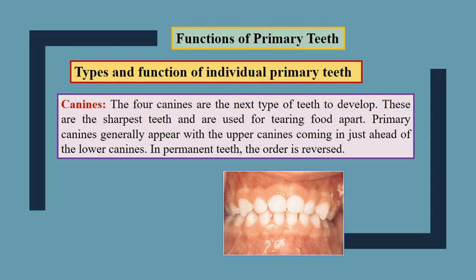Primary canines generally appear with the upper canines coming in just ahead of the lower canines. In permanent teeth, the order is reversed. إذن بالنسبة للأنياب الفك العلوي تأتي قبل أنياب الفك الأسفل، وهذا مثل ما نشوف بالصورة أعزائي الطلبة. بالبيرمننت تيث تكون الصورة معكوسة على عكس الأسنان اللبنية. يعني الأنياب اللبنية في الفك الأعلى تكون متقدمة قليلا على أنياب الفك الأسفل. وطبعا هذا الترتيب بالنسبة للأسنان الدائمية يكون على العكس.